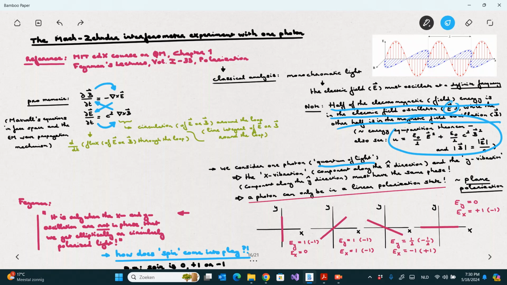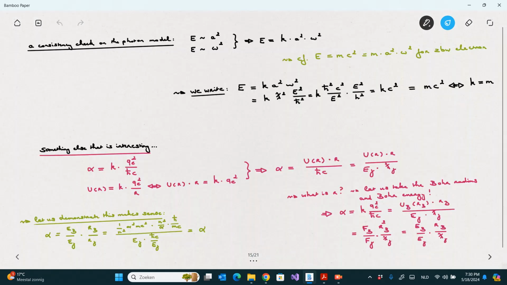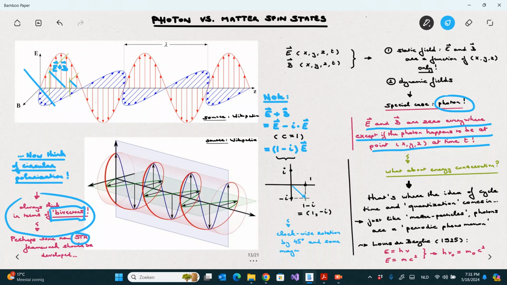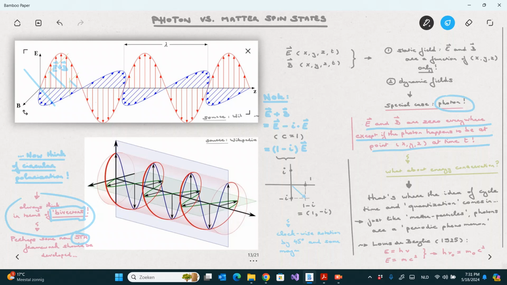One photon in light. Let me make that clear here now. What is a photon, right? A photon is a dynamic field, so it travels in space. So the x, y, z components of that field depend on time, and it's a special case of a field because when you decompose it in an electric and a magnetic field component, it's going to be 0 at every point x, y, z at time t, except when the photon happens to be at position x, y, z at time t.